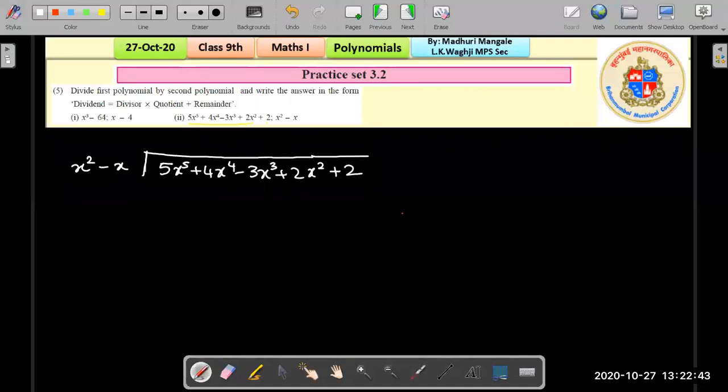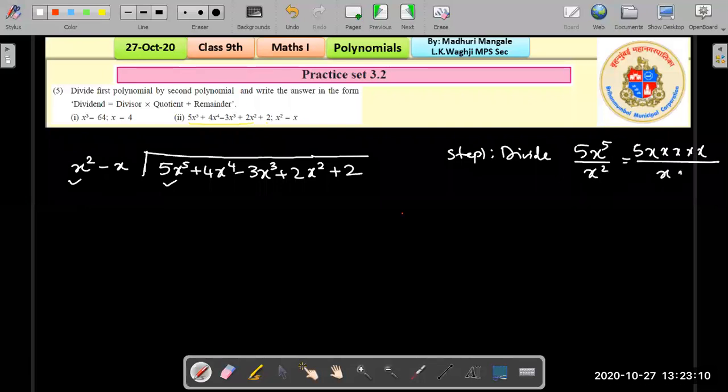So how do we begin? We start with step 1, that is dividing. We divide first term by the first term. Over here the first term is 5x raised to 5, divided by the first term over here, that is x squared. Clearly x raised to 5 means those are 5 x's, and it's a 5 over here. X squared means those are 2 x's. We just cross out these 2 x's, and so we are left with 5x cubed, right?